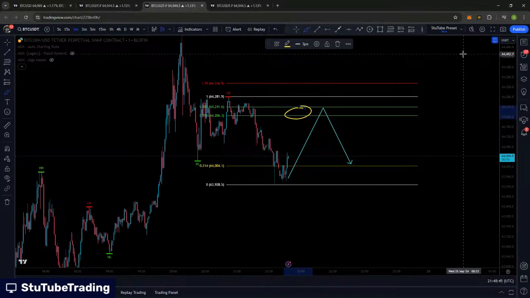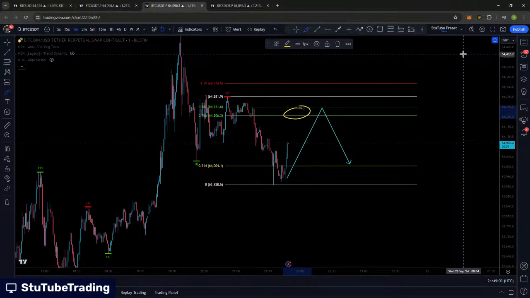So my first entry is going to be 64,188. My second one will be 64,233, and then 64,269. Stop loss 64,344. And now we see what happens.